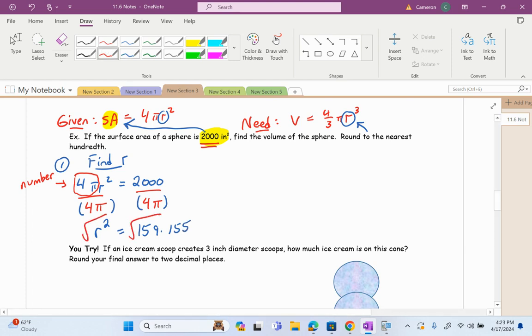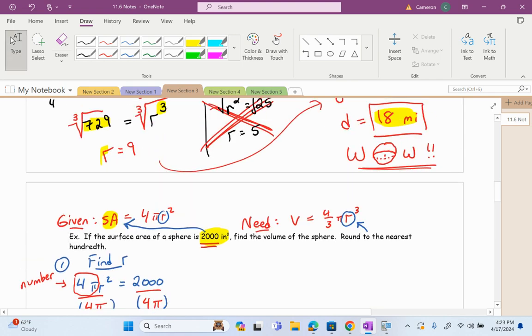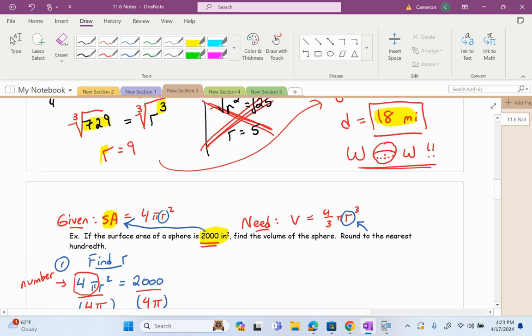Now I need to take the square root to undo the square. Notice I'm not using a cube root for this one. I'm using a square root because it was to the power of 2. The only time we use the cube root is when it's a power of 3.